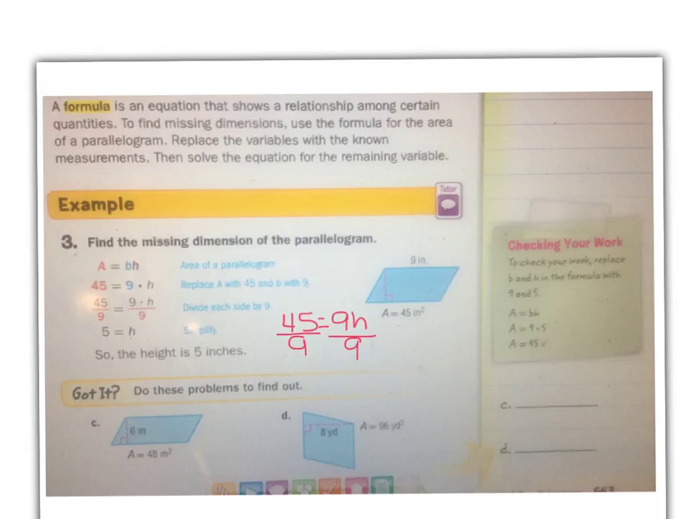When we do that, we get 45 divided by 9 is 5. 5 equals h, because 9 divided by 9 is 1, so that cancels itself out. That is all we did. So our height would have been, oops, sorry, I didn't mean to write h. We know it's h. It should have been 5.